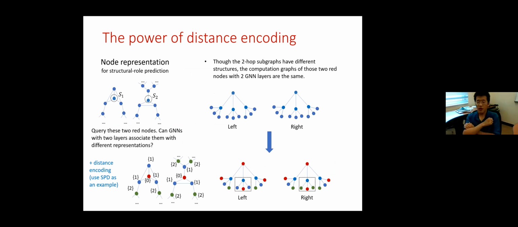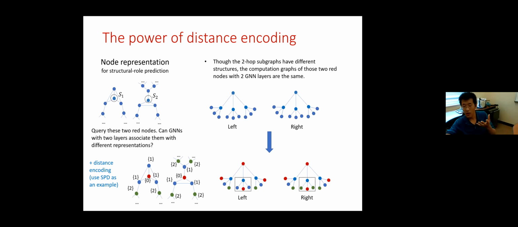Let us see how it works in a specific example. Let us go back to the previous node representation learning example, where we are trying to distinguish these two nodes based on their contextual structure, using a 2-layer graph neural network. We know that standard graph neural networks will fail because they share the same computational graphs here. But if we plug in their distance encoding, we can distinguish them.